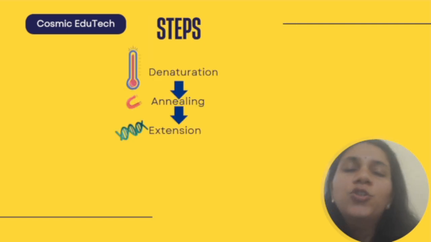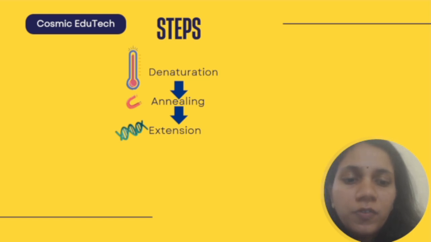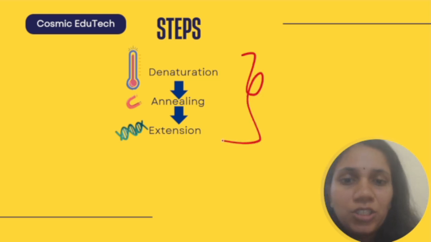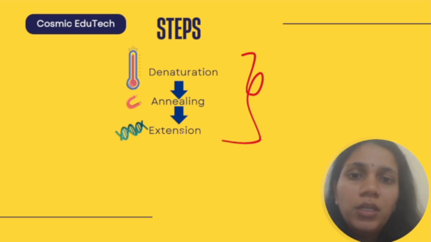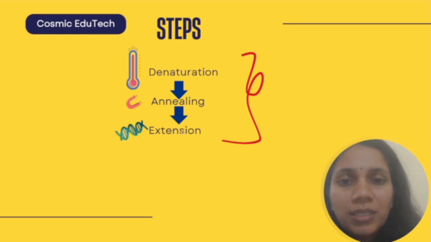Next thing, let's talk about the steps which are involved in PCR. Now PCR is mainly comprised of three steps, that is denaturation, annealing and extension or elongation. These are the three steps which are involved in PCR. Now let us see what happens at each step separately.